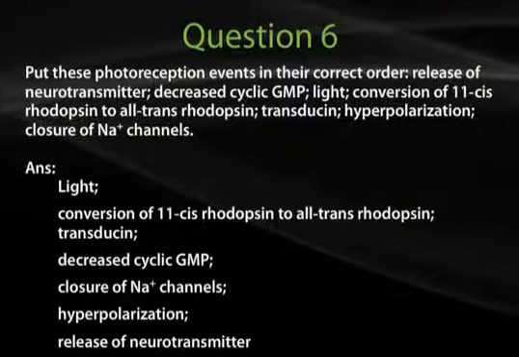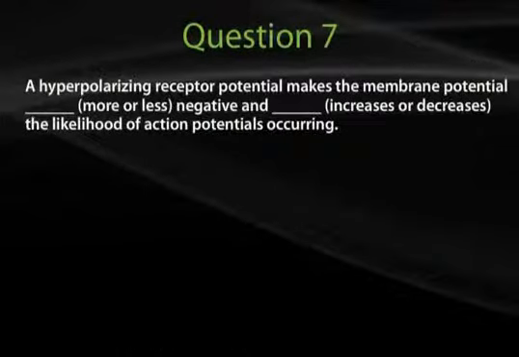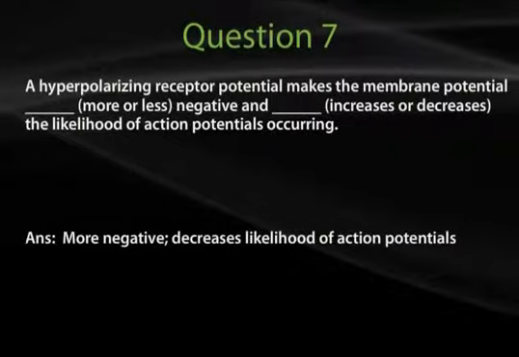Question 7. A hyperpolarizing receptor potential makes the membrane potential more or less negative and increases or decreases the likelihood of an action potential occurring? Answer: a hyperpolarizing receptor potential makes the membrane potential more negative and decreases the likelihood of an action potential.